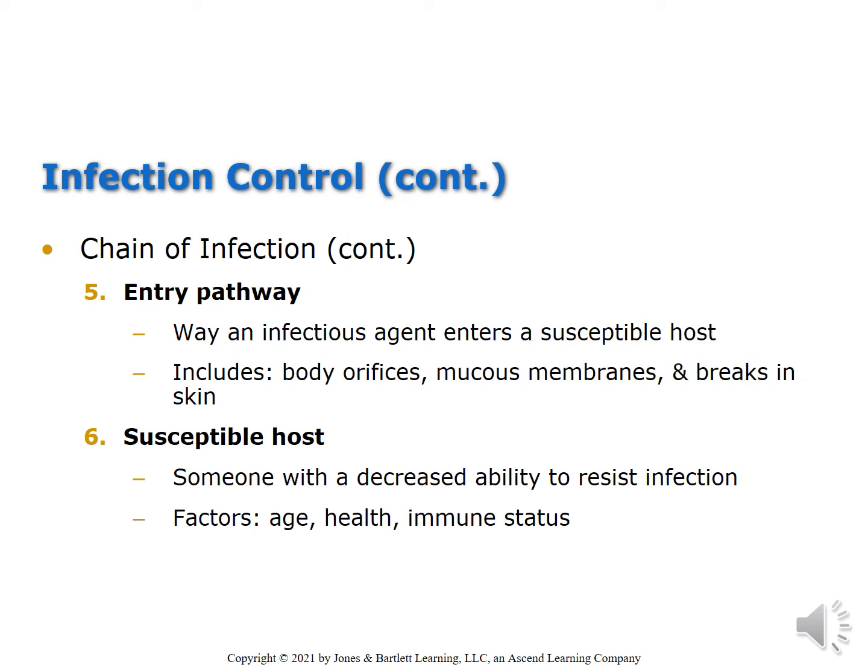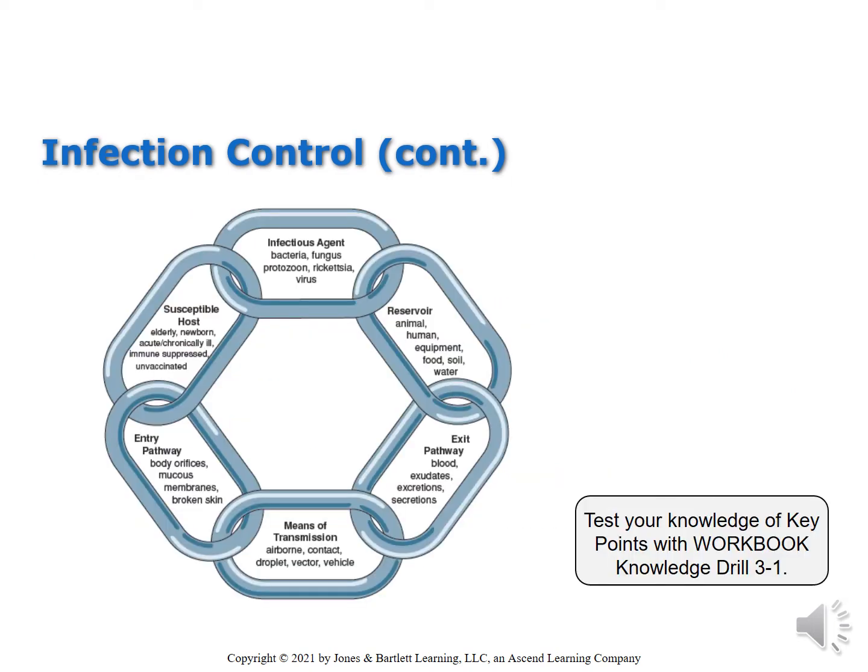Patients who have acquired HIV infection and subsequent condition of AIDS tend to be susceptible to many infections that, I don't want to say normal people, but individuals with healthy immune systems can usually fight off without even knowing that they're sick. And so here's just a diagram of that whole concept that we were talking about, the infection control, starting with the infectious agent, the reservoir, exit, means of transmission, entry pathway, and then susceptible host. These are important points to know.